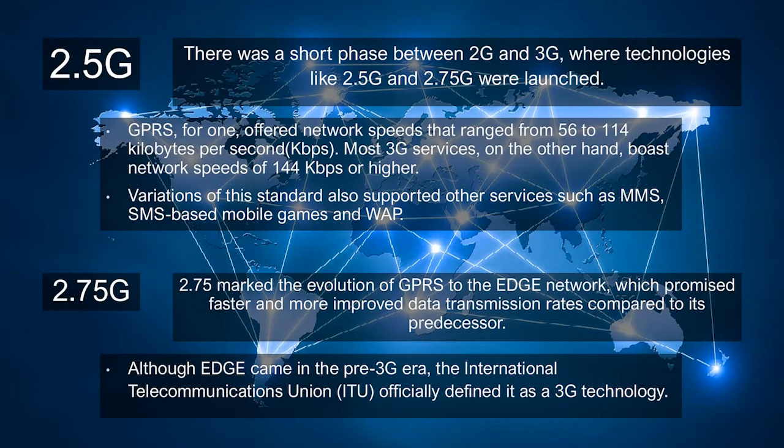There was a short phase between 2G and 3G where technologies like 2.5G and 2.75G were launched. GPRS, for one, offers network speeds that range from 56 to 114 kilobits per second. Most 3G services, on the other hand, boast network speeds of 144 kbps or higher. Variations of this standard also support other services such as MMS, SMS, based mobile games and WAP. 2.75G marked the evolution of GPRS to the EDGE network, which promised faster and more improved data transmission rates compared to its predecessor. Although EDGE came in the pre-3G era, the International Telecommunication Union, ITU, officially defined it as a 3G technology.